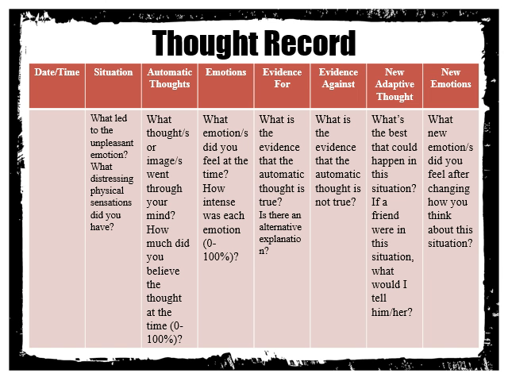For emotions, what emotions did you feel at the time? How intense was each emotion? Again, 0 to 100%. Evidence for, what is the evidence that the automatic thought is true? And is there an alternative explanation? Evidence against, what is the evidence that the automatic thought is not true? And for new adaptive thought, what's the best that could happen in this situation? And if a friend was in this situation, what would I tell him or her?